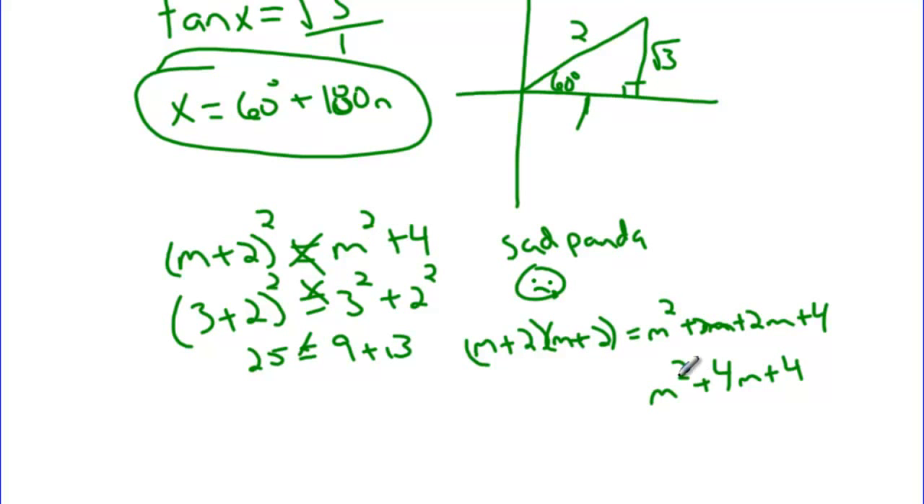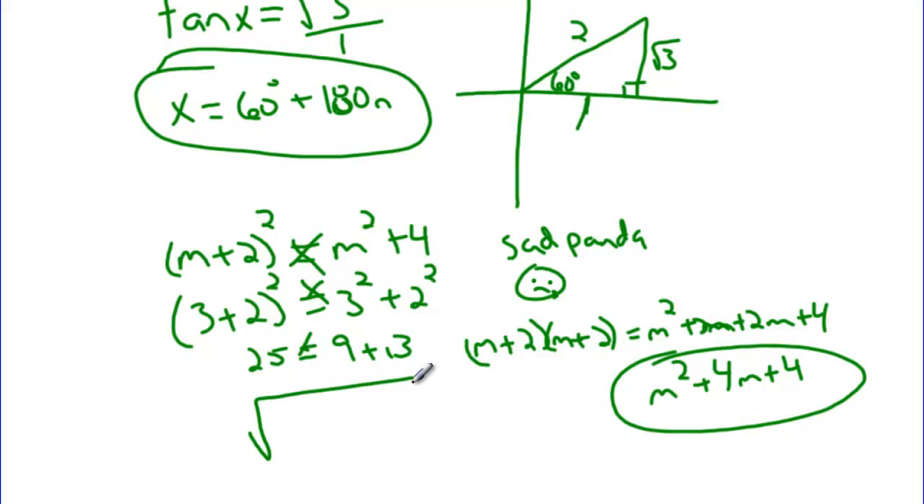This is not a true statement. One last thing before I let you go. For almost the same reason, the square root of 9 minus 4 does not equal 3 minus 2. You can't do that. You can't just take the square root of 9 and the square root of 4.